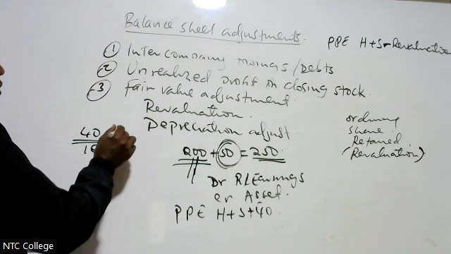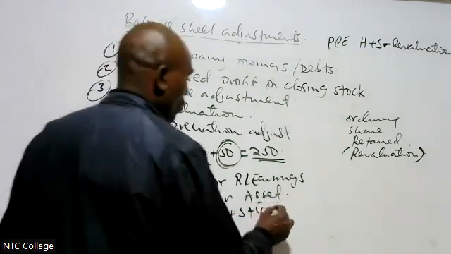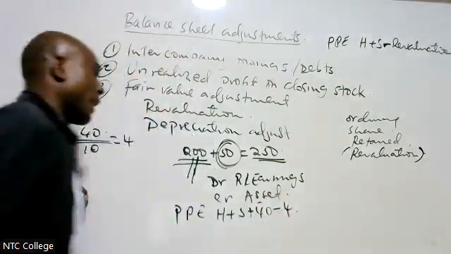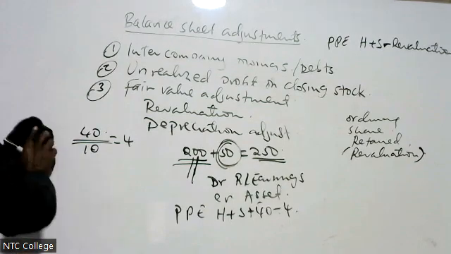Therefore, I have depreciation of 4. When I'm consolidating, I will subtract 4 there. That is how we do that item.